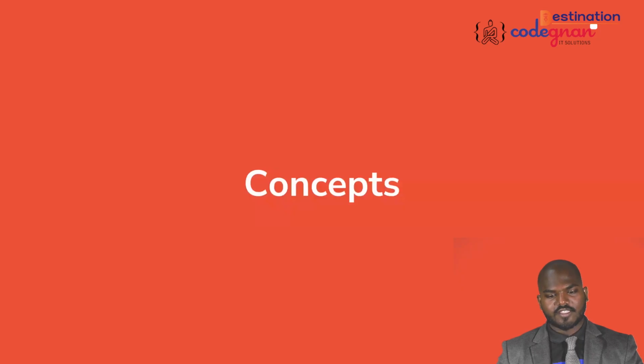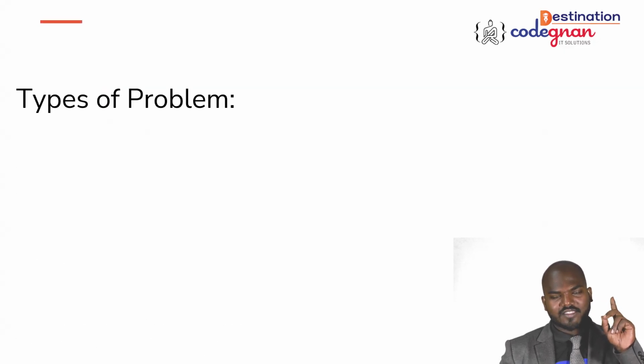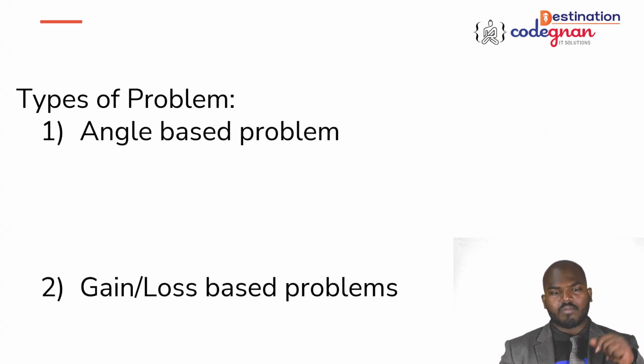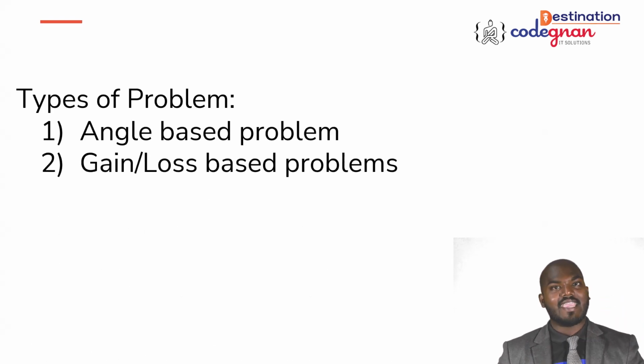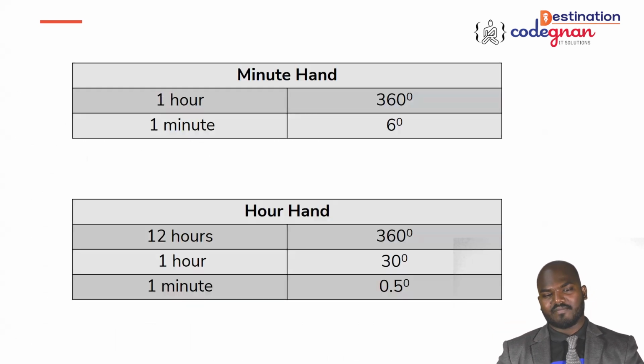So going to this one, guys, coming to the concept, we have only two factors. One is called angle based problems and another one is gain and loss based problems. We can take this up. Coming to this, you need to know one thing, that is the minute hand and the hour hand. If you take an analog clock, you will find two needles.